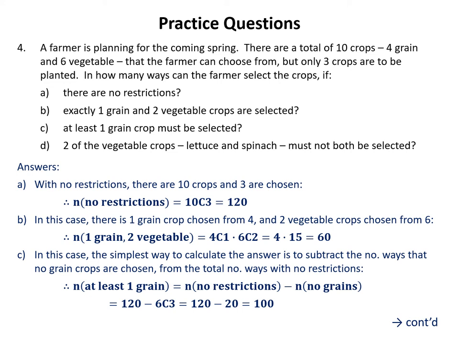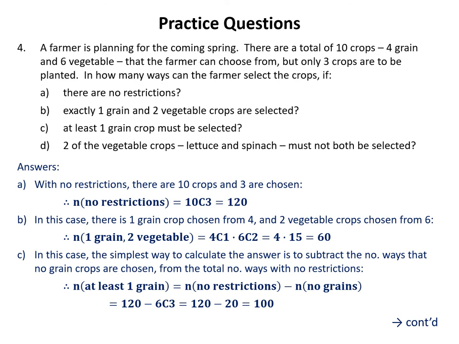We could do it this way, but that would be more complicated than the simpler way of using the complement idea, which is that, as we discussed previously in the lesson, in a case like this, it would be much easier to simply look at the opposite of at least one grain crop being selected, which is just 0 grain crops, which really involves just one calculation. So if we can calculate the number of ways that there are no grain crops, we can then just subtract that from the no restrictions amount, which we already calculated in part A, and get our answer. So that's what we do.